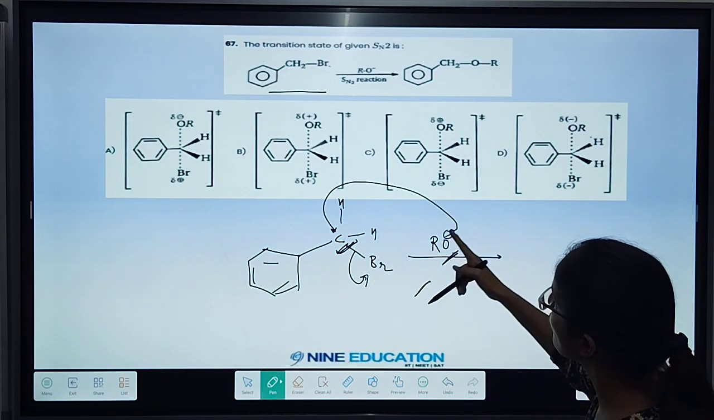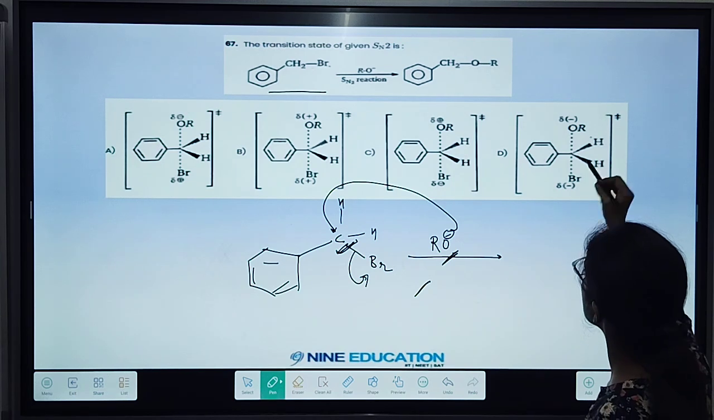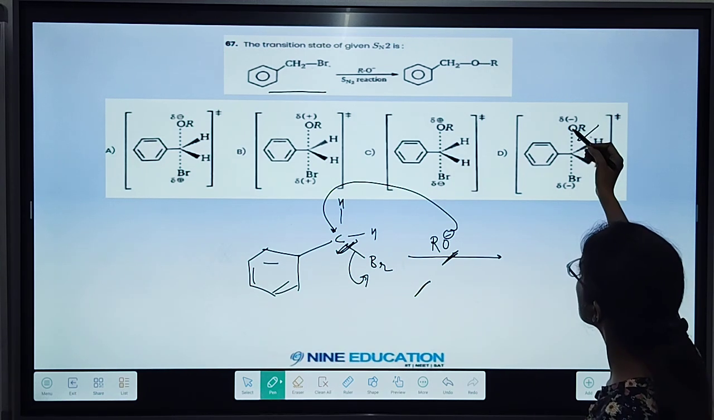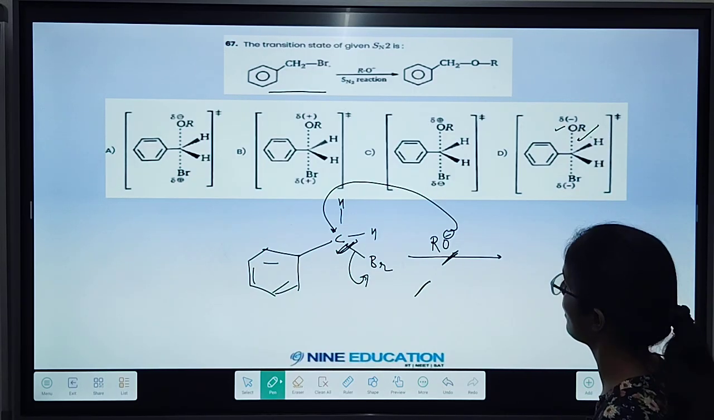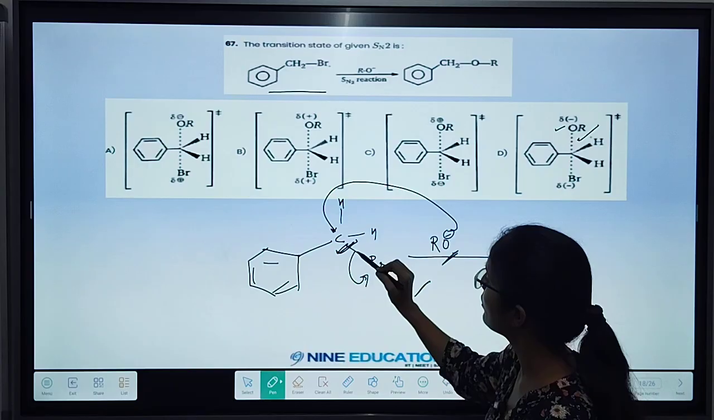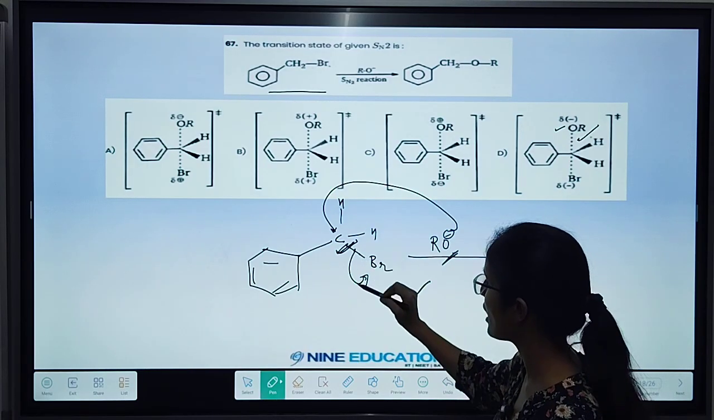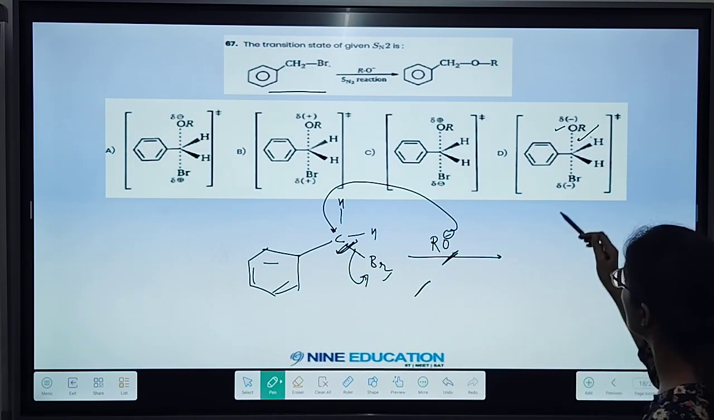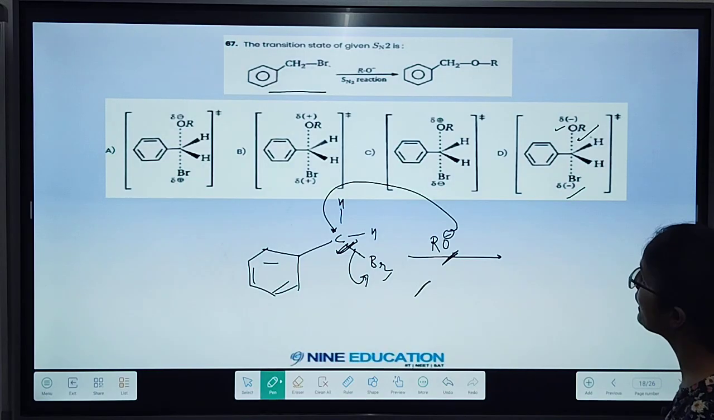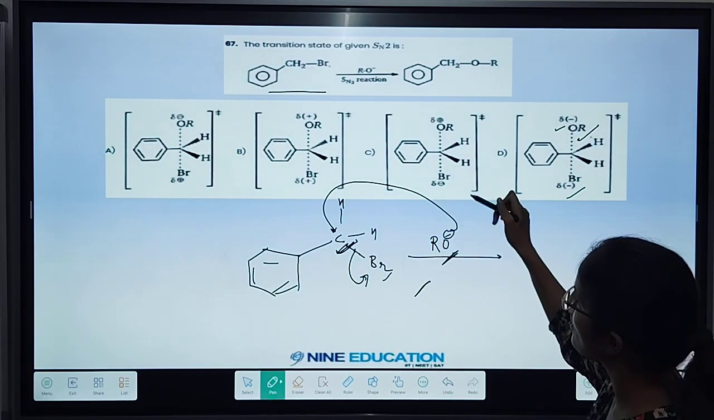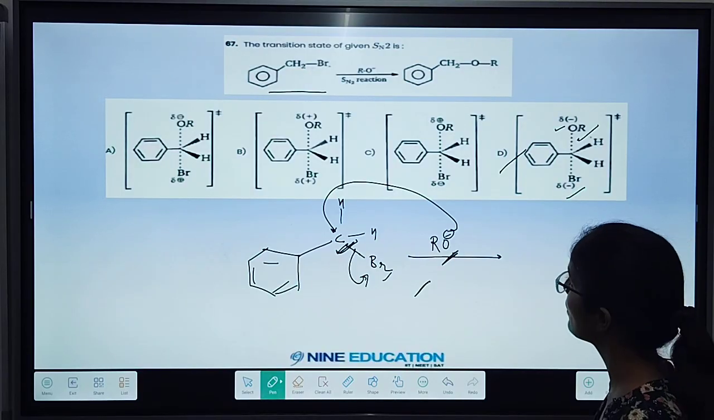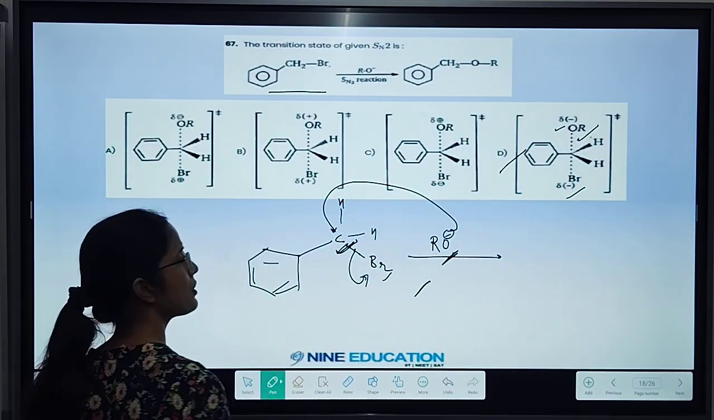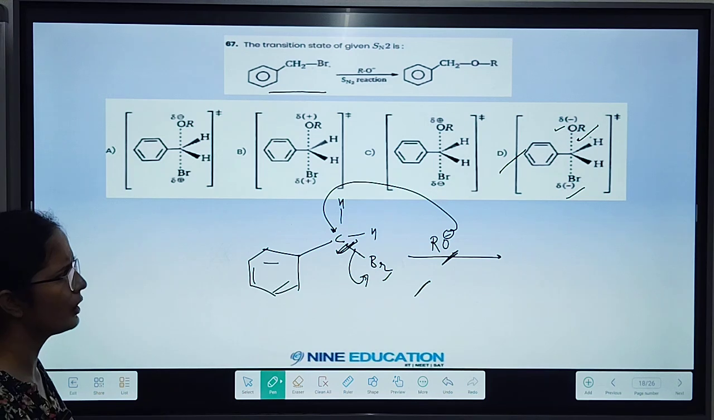And I can see that out of all these four options, in option D the OR and carbon bond is partially formed, meaning it has started donating its electrons, so the charge will be partial negative. The carbon-bromine bond will be partially broken, meaning bromine will start getting a partial negative charge. In other cases they are giving positive, negative, positive, positive and so on; these will not be correct, and the correct answer will be option D, because the transition state here will be penta-coordinated.